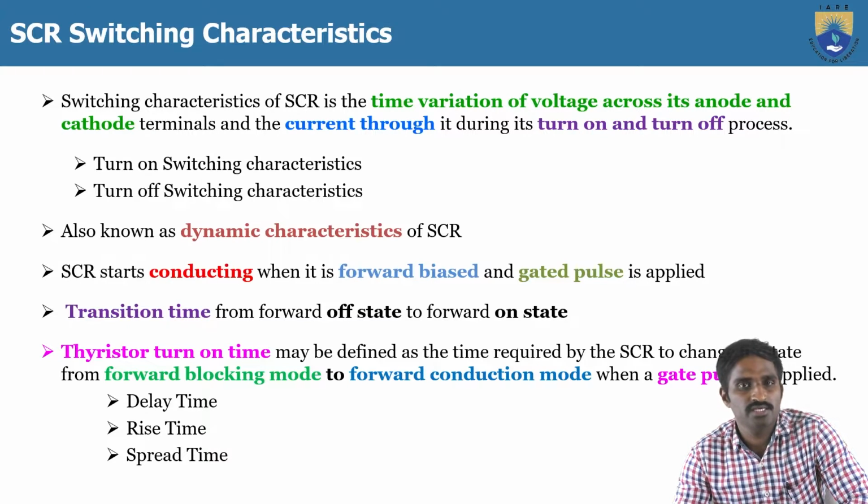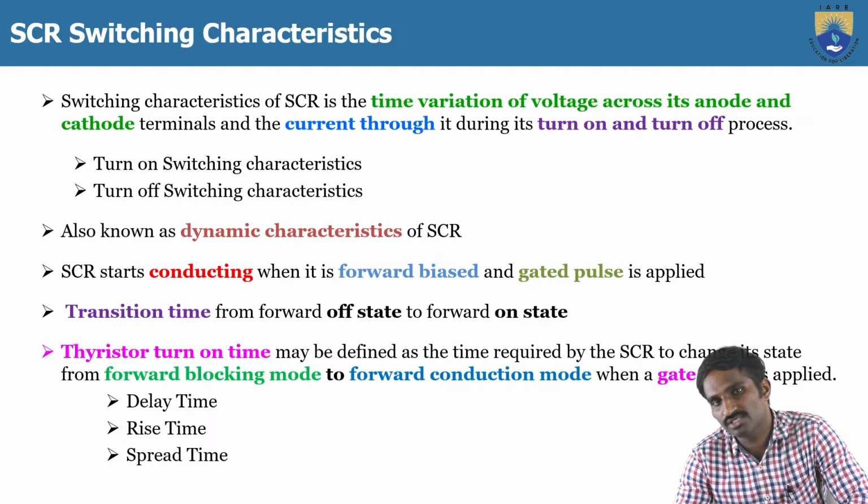Usually the switching characteristics of the SCR are the time variation of the voltage across its anode and cathode terminals, and the current through it, during the turn on and turn off process. Which means during turn on and turn off, how the voltage across the anode and cathode terminals is changing, as well as the current flowing through the SCR. So the performance of the SCR during turn on and turn off are called the switching characteristics or dynamic characteristics of an SCR.